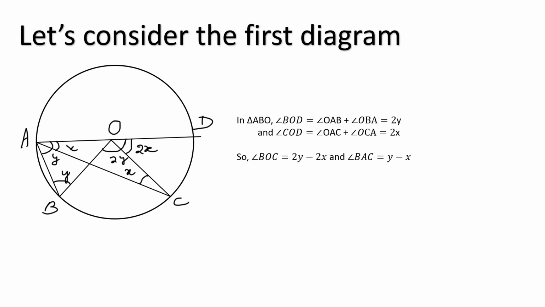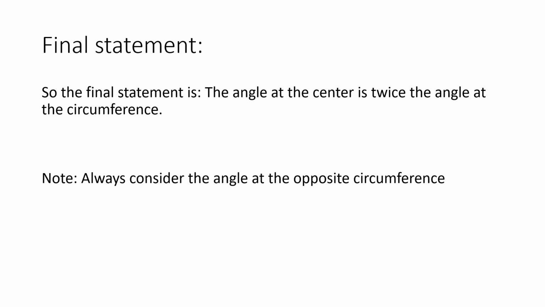If you look at the diagram, this is one part that you need to know. Angle BOC, if you mark, then that's 2y minus 2x. Angle BAC, if you mark, then that's y minus x. And from this we can conclude that angle BOC is twice the angle BAC. So in both the diagrams it could be proved that the angle at the center is twice the angle at the circumference. So that's the final statement.